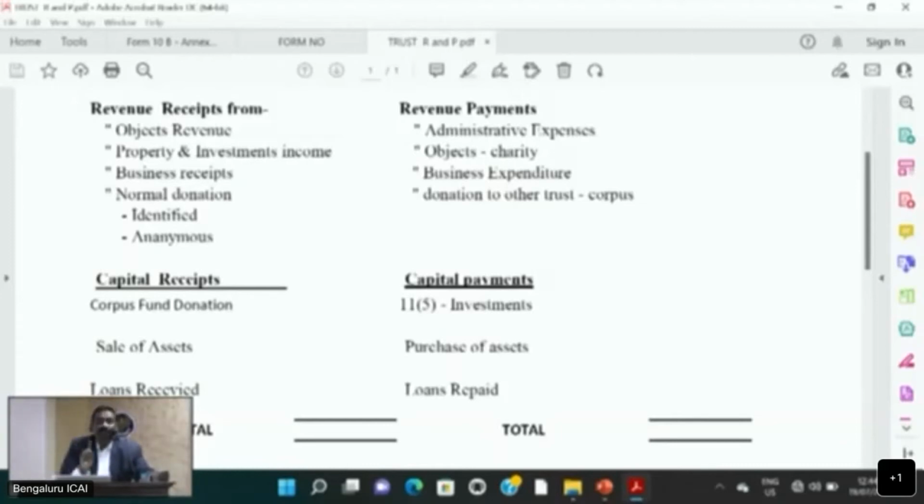See, so what is business receipt? What is business expenditure? In your separate books of accounts, but on consolidation, you should bring here a receipts and payment account. And then donations.